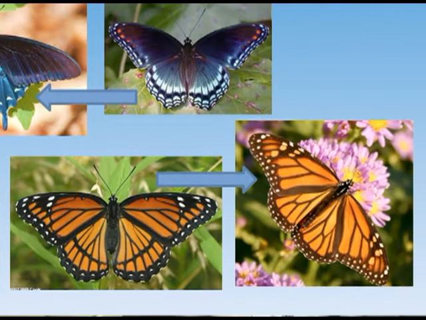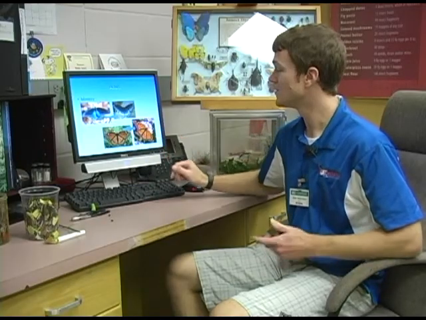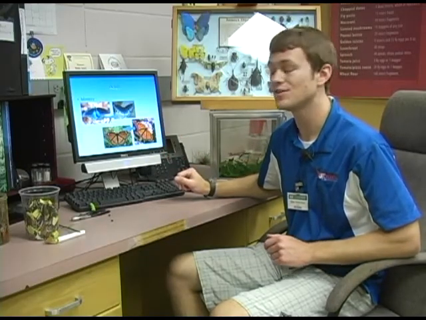Same below here. Can you tell the difference between these two? They both look like monarchs, don't they? In this case, the one on the left is called the viceroy, and it's pretending to look like the monarch. So they do a pretty good job at mimicking each other.